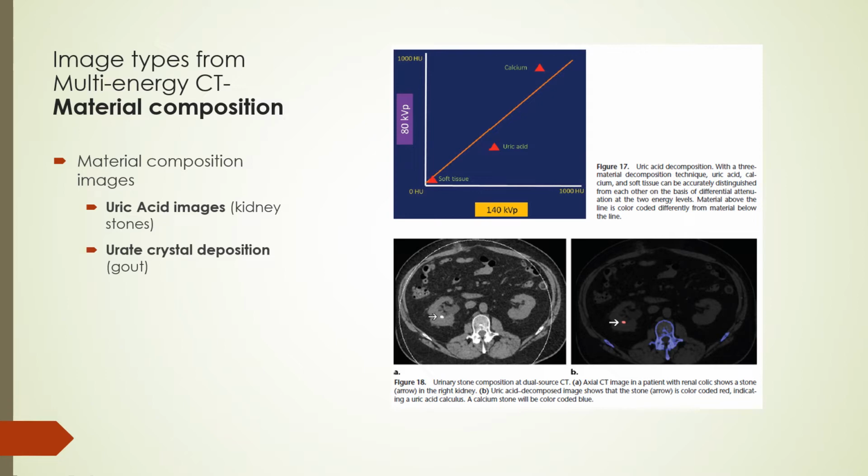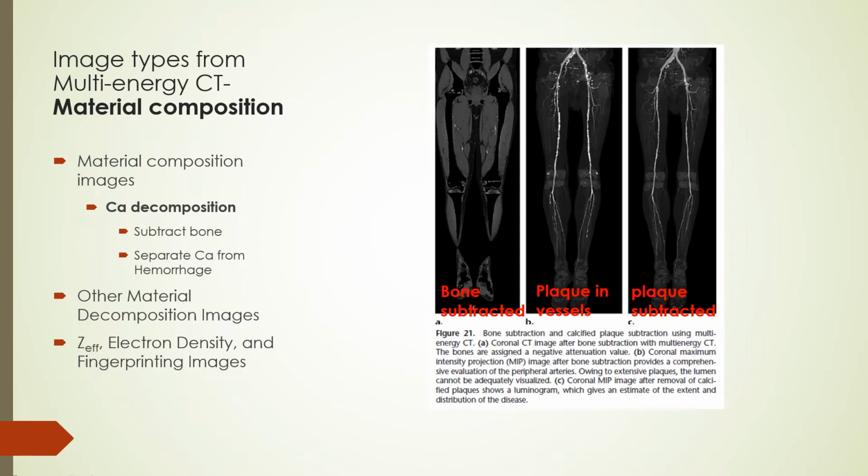useful for diagnosing gout. Material composition images of calcium non-calcium pairs can also be generated. Calcium non-calcium pairs can be obtained by modifying the iodine water decomposition curves to that of bone. This allows subtraction of bone using a 3-material decomposition algorithm. Calcium non-calcium pairs also allow distinction of calcium from hemorrhage in a non-contrast brain CT study.